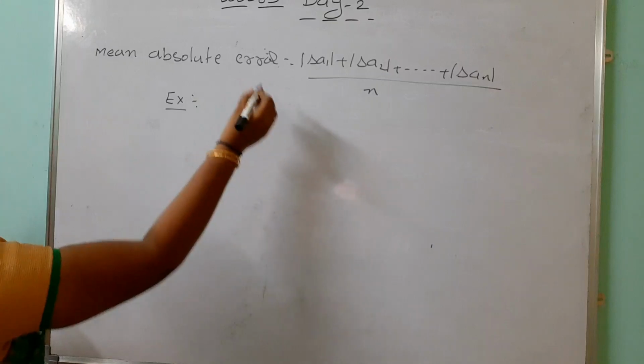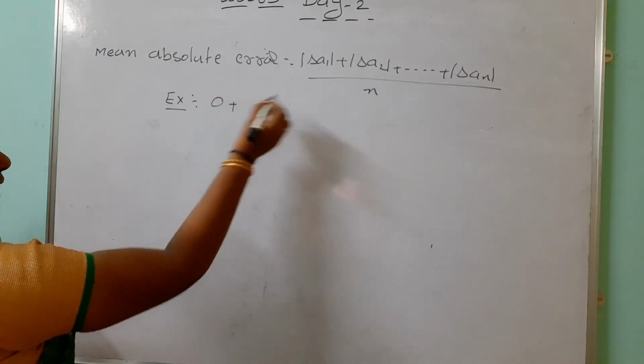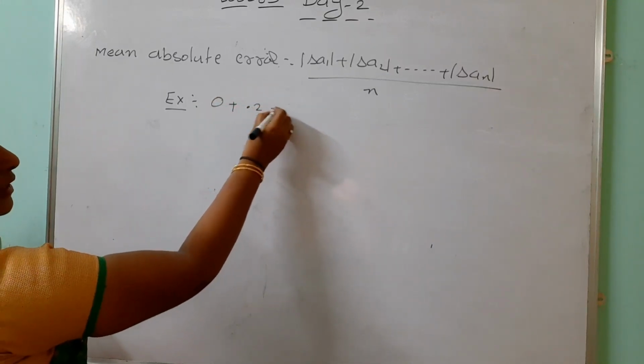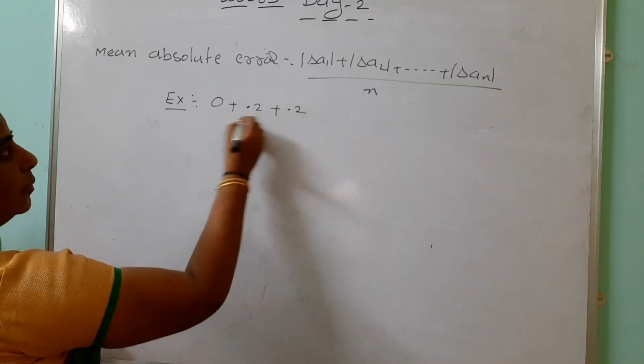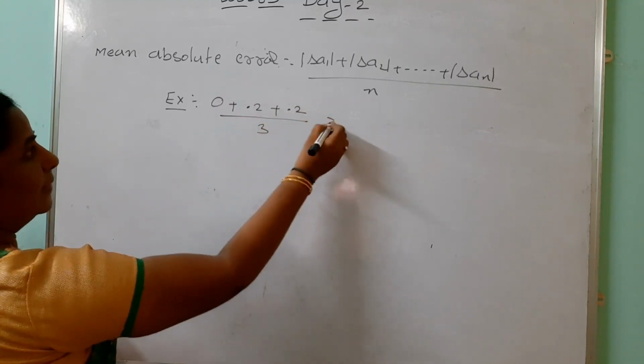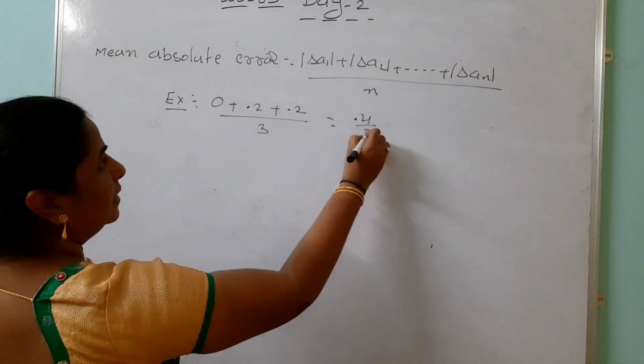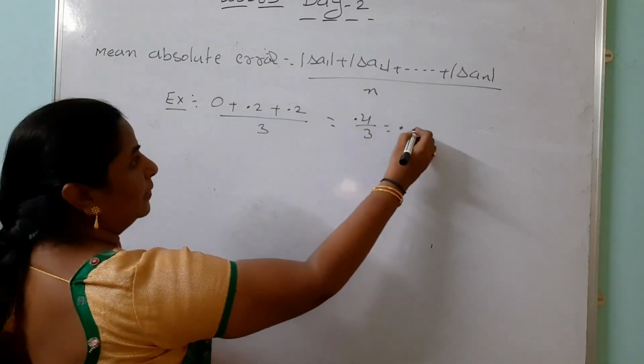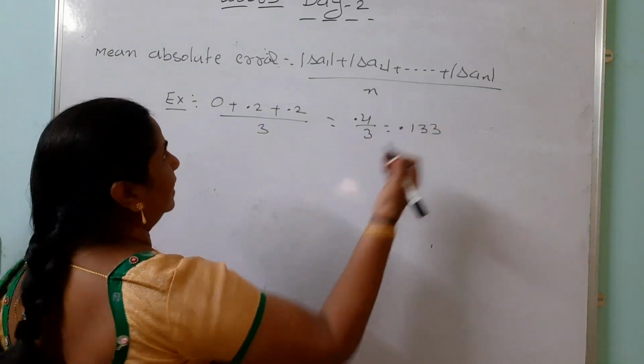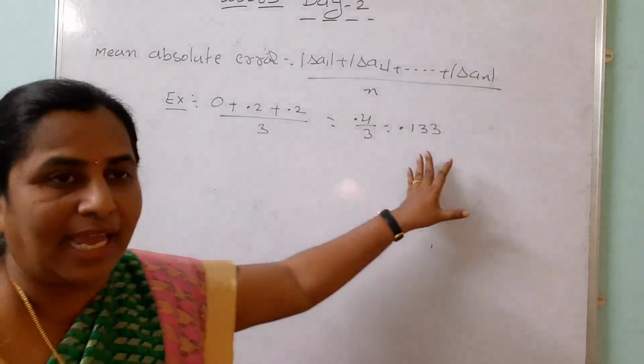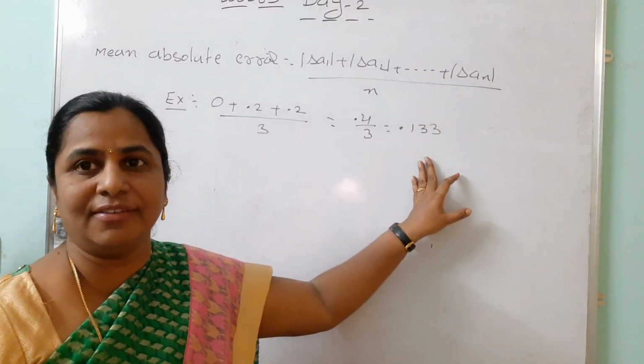Just now we discussed one example. See, delta A1 is 0. Delta A2 is 0.2. Delta A3 also 0.2. How many quantities? 3. So 0.4 by 3, it should be 0.133. So this is the mean absolute error. Practically we can find it out.